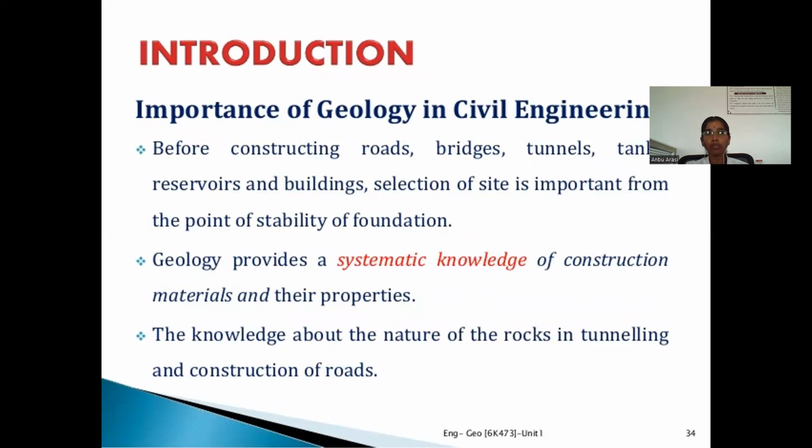Next, importance of geology in civil engineering. Before constructing roads, bridges, tunnels, tanks, reservoirs, and buildings, selection of the site is important from the point of view of stability of foundation. Geology provides a systematic knowledge of construction materials and their properties.